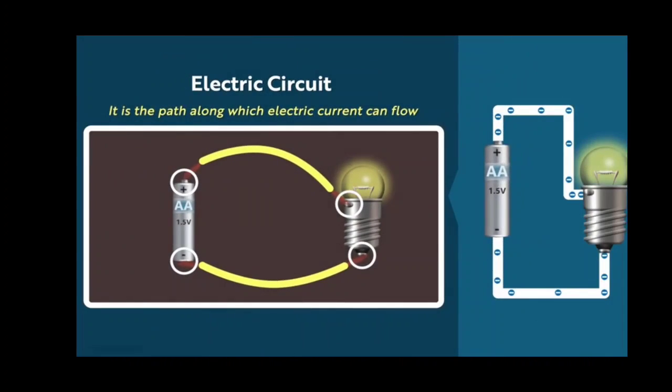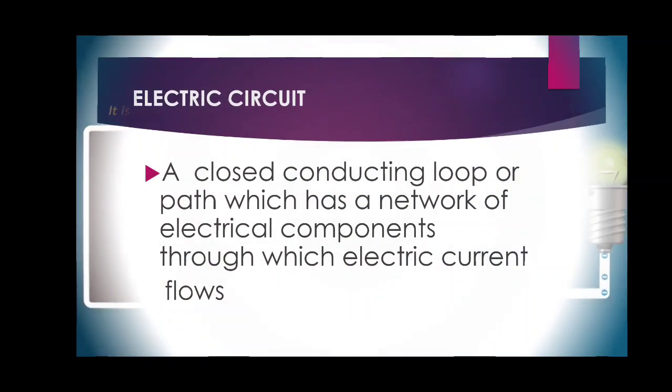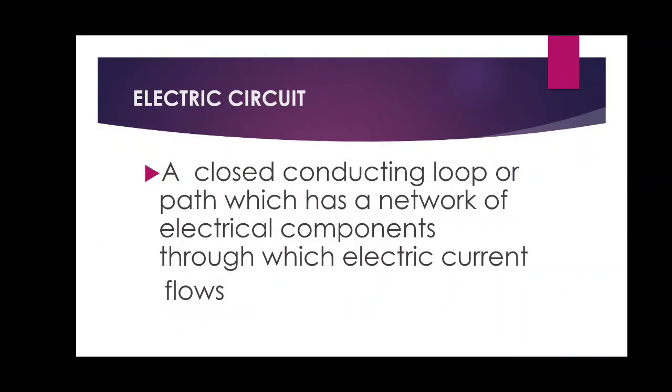Look at this picture. Here we have connected a cell to a bulb using connecting wires. The positive terminal of the cell is connected to one terminal of the bulb and the negative terminal of the cell is connected to the other terminal of the bulb. So as soon as this connection gets complete, there is a complete flow of charges through this circuit and the bulb glows. So a closed conducting loop or path which has a network of electrical components through which electric current flows is called an electric circuit.